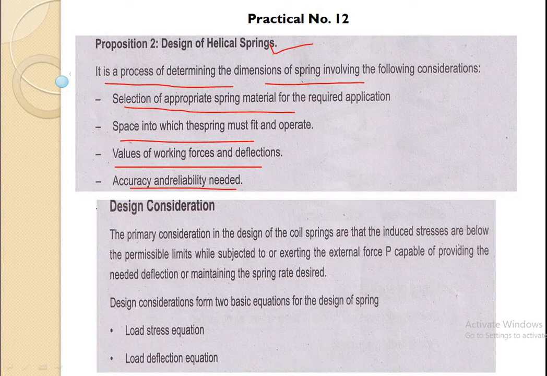Now the primary consideration in the design of the spring is that the induced stresses are below the permissible limits. This is very important.